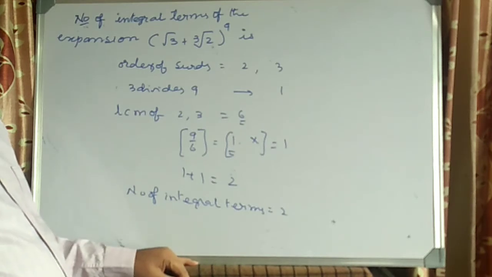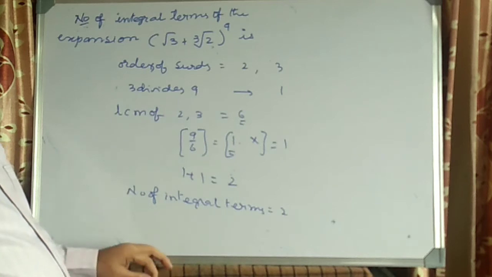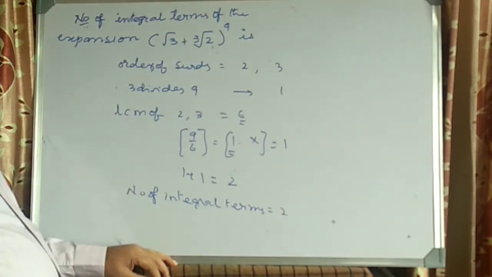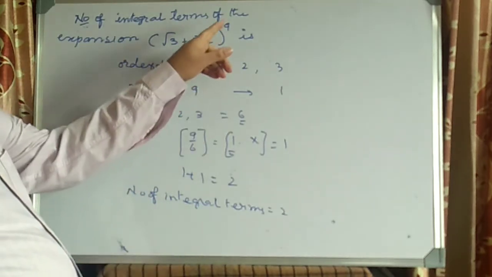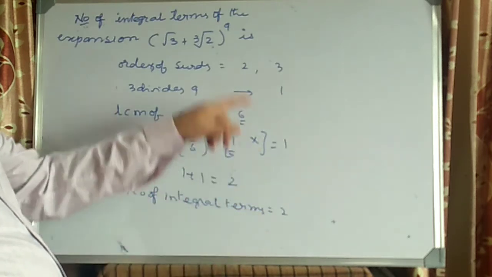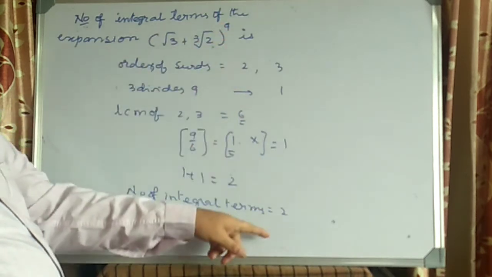Not only the number of integral terms, you may be asked about the number of irrational terms also. Irrational terms means those which are having the surds there. So the number of irrational terms is the total number of terms minus the number of rational terms. The total number of terms is n plus 1, which is 10, minus 2, which is 8.